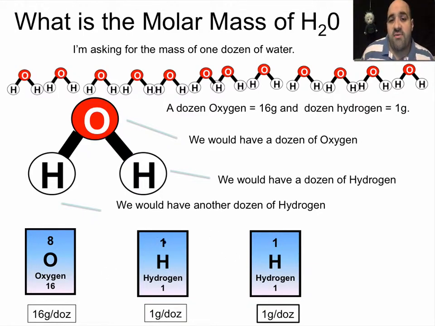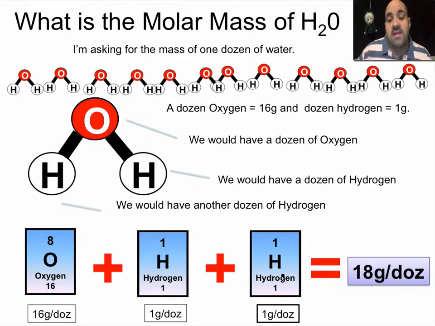And really, to figure out the weight, what would all this water weigh? Well, the dozen of oxygen weighs 16 grams. The dozen of hydrogen on the left weighs 1 gram, and the dozen of hydrogen on the right also weighs 1 gram. So we just add them together. And that means water would weigh 18 grams per dozen. And again, this is not at all true, but there is one thing we can do to make this true.